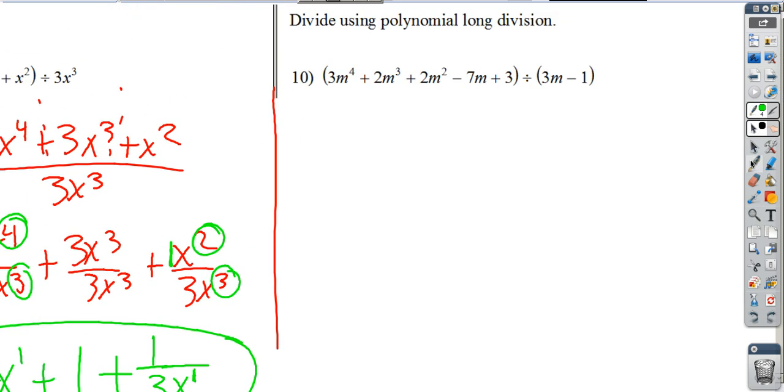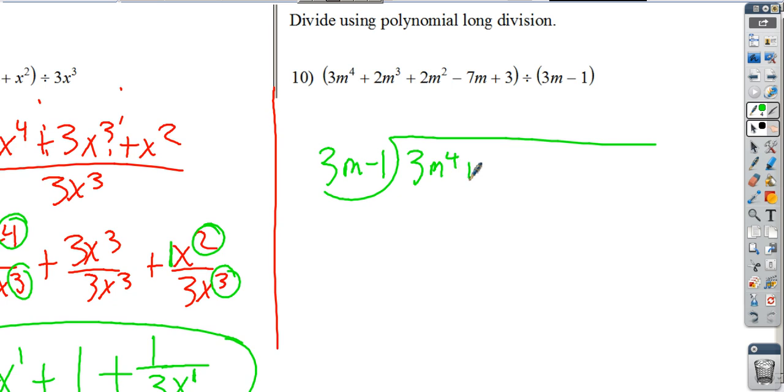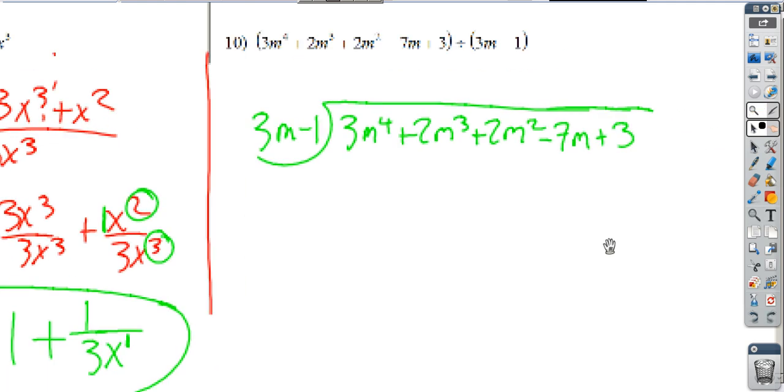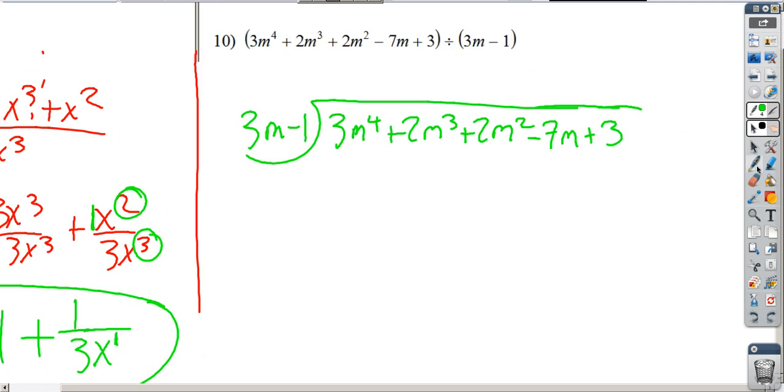How do we do long division? We would take 3m minus 1 right here, and we will put this thing under the division bar. We need to make sure all the powers are covered, so m fourth, m to the third, m to the second, m to the first, and then the number. If any of those were missing, we'd have to put a 0 times the coefficient.